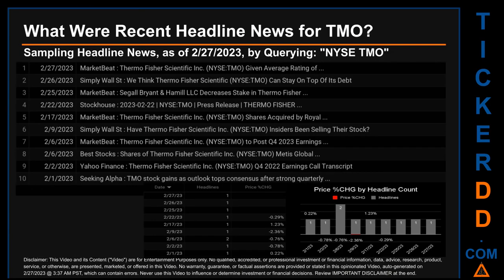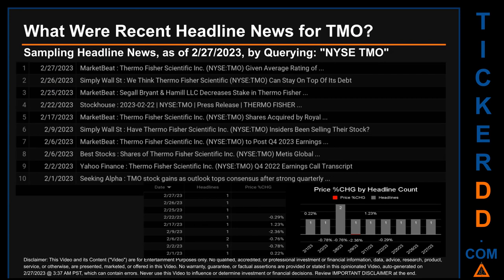What were recent headline news for TMO? Today, Monday, February 27, 2023, I sampled one of our news aggregators for latest headlines for this ticker. I did so by searching specifically by a keyword that may appear, broadly, in the title or the body, of discoverable news articles. The keyword that I used was a combination of the exchange and the ticker symbol, NYSE: TMO. The results show 10 unique headlines, published across 9 unique dates. Publication dates span 26 days.